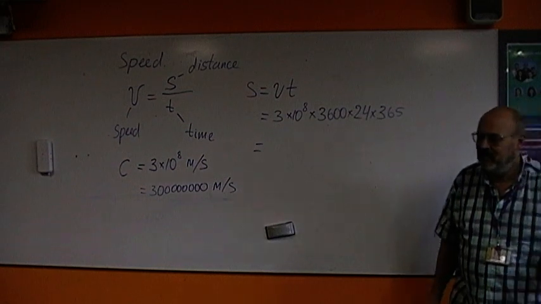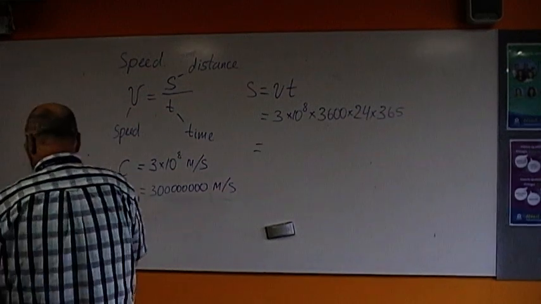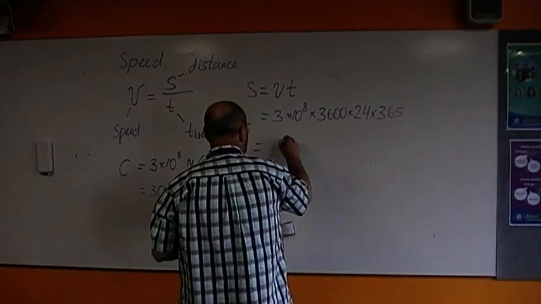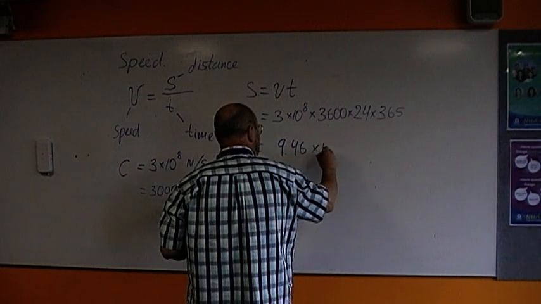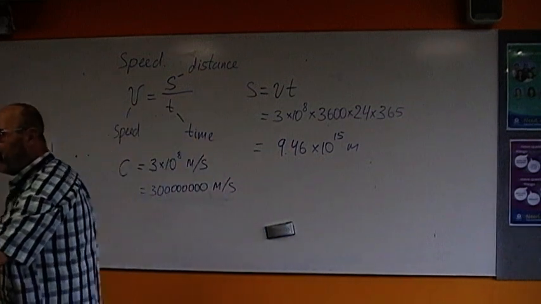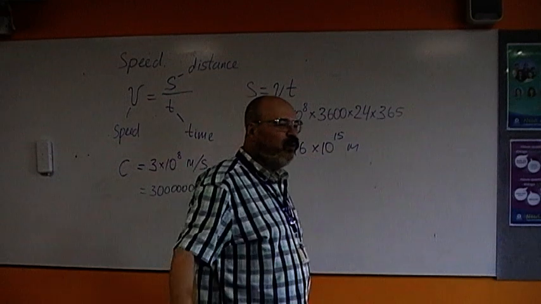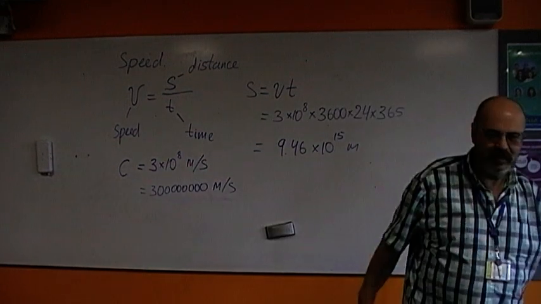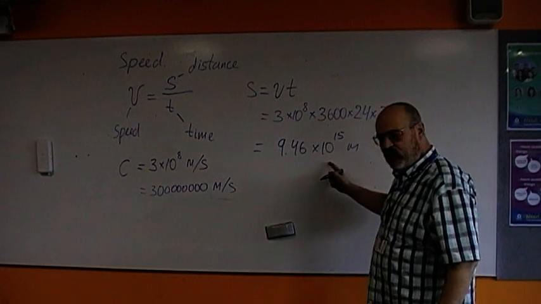So, you've got 9.46 times 10 to the power of 15 meters. That is one light year. That's how far light goes in one year. Is that all? That's like nothing. No, it's not, because it's a big distance, with a lot of zeros.